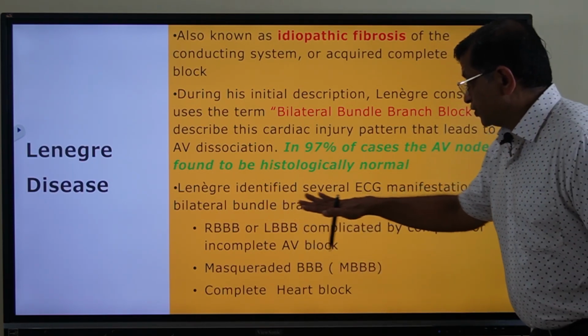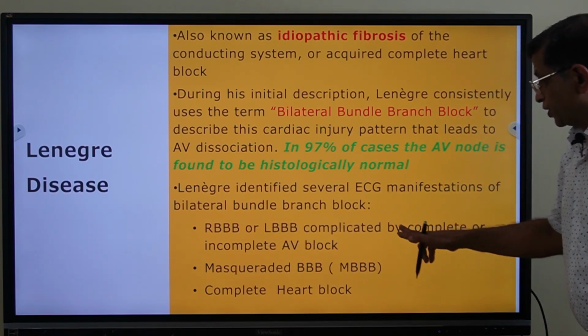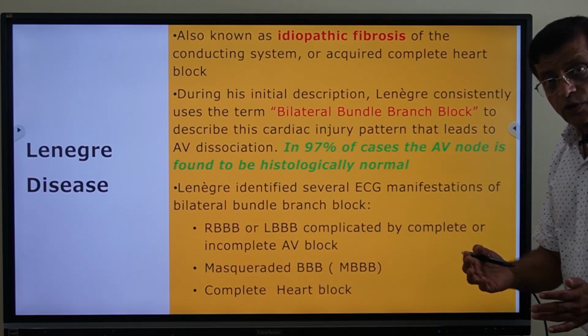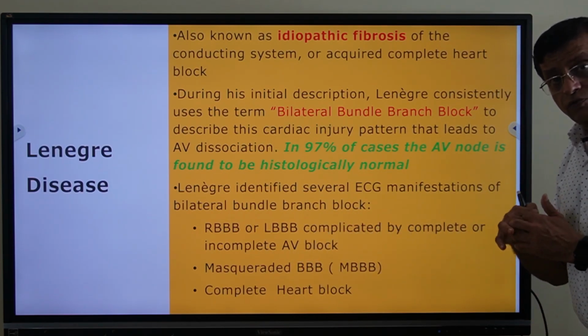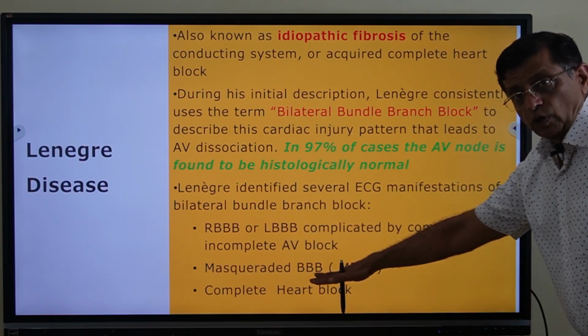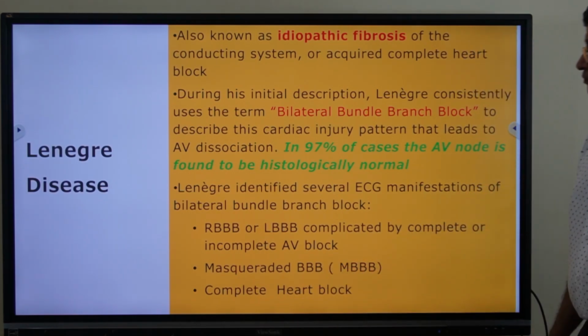So Lenègre identified several ECG manifestations: RBBB, LBBB complicated by complete or incomplete AV block. So there is either RBBB or LBBB with incomplete AV block, and masqueraded bundle branch block. We will come to it in the next slide, and complete heart block.